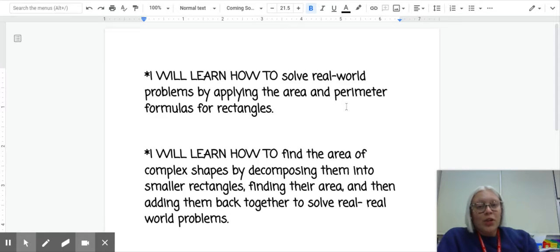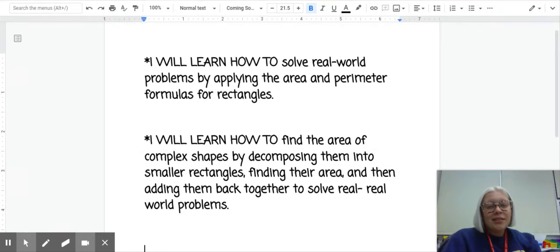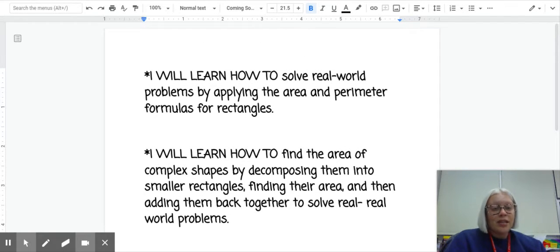So that goes along with our first I can statement, which says, I will learn how to solve real world problems by applying the area and perimeter formulas for rectangles. So the formula for perimeter is P equals side plus side plus side plus side. But if my figure has 6 sides, then I'll add all 6 sides. If it has 20 sides, I'll add all 20 sides. We also worked a little bit on area, but not much. So this week is going to be mainly about area.